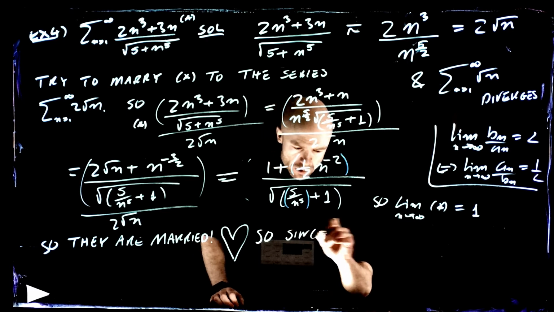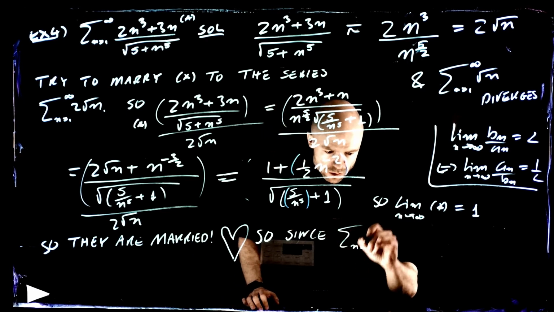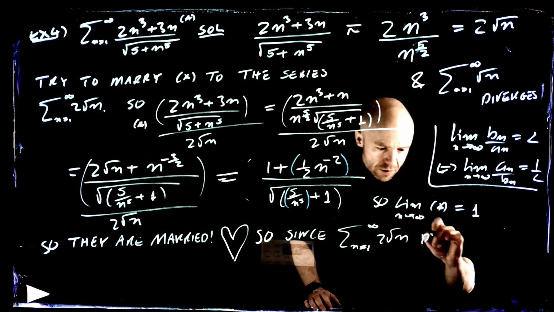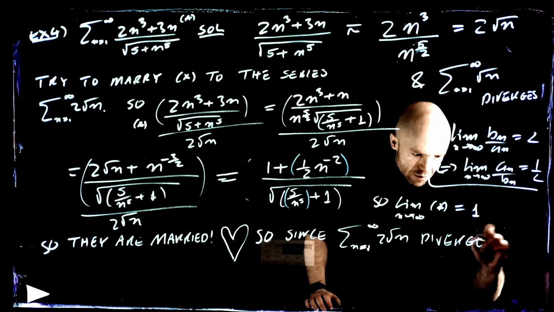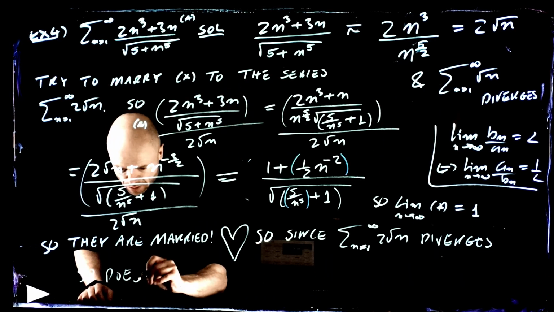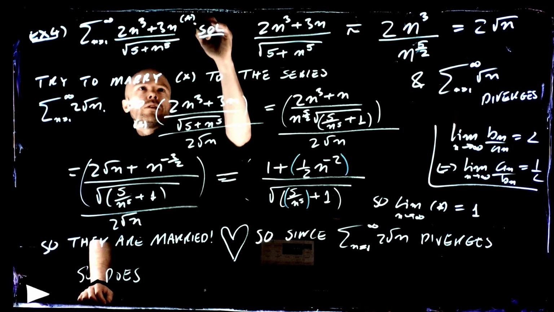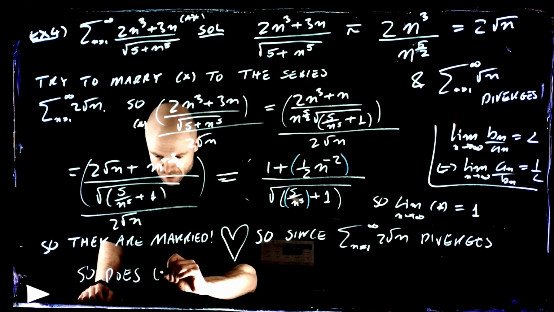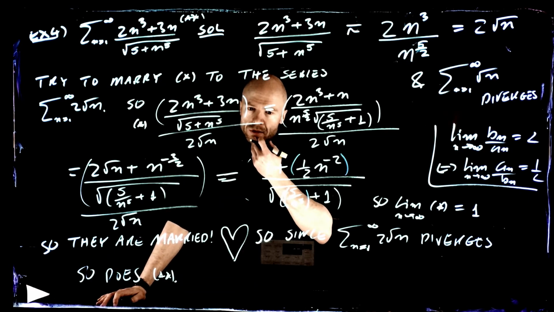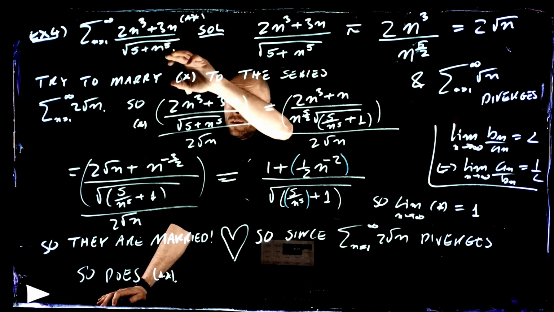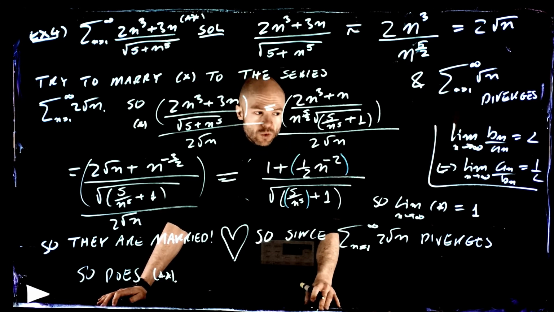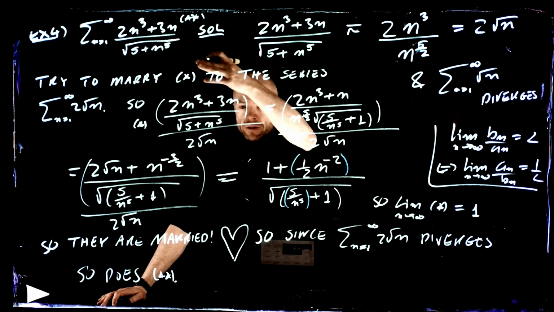Since the sum n equals 1 to infinity of 2 square root of n diverges, so does, let's call this guy star star, star star. And that's it. This ugly, complicated looking thing becomes a very simple thing once we find the beautiful guy to marry to the ugly guy.